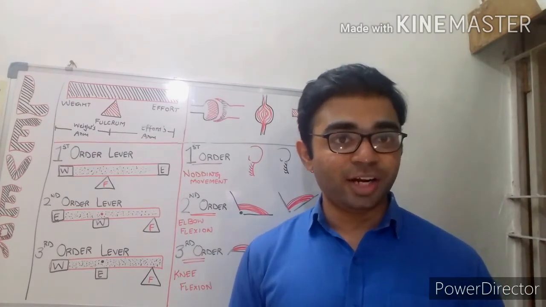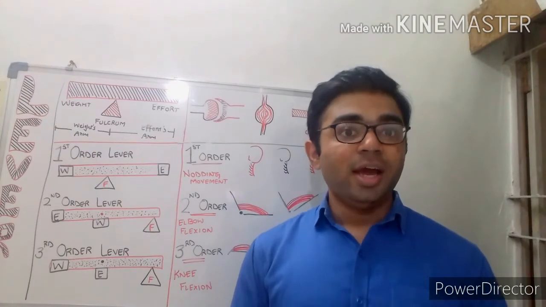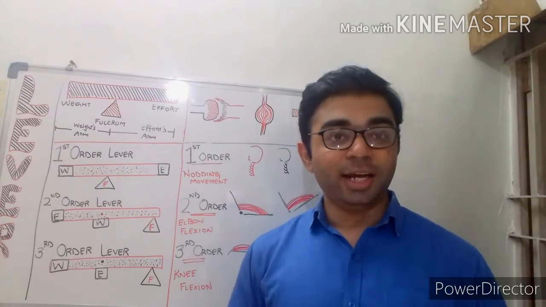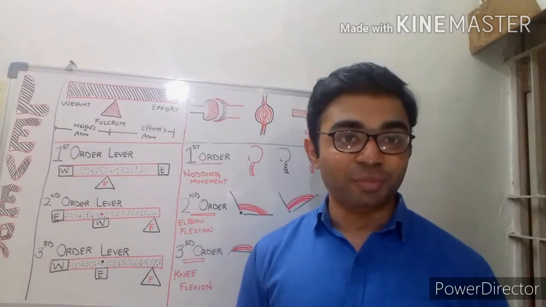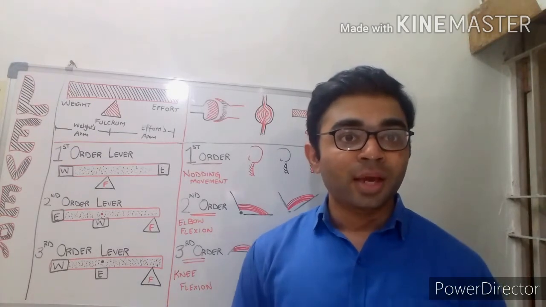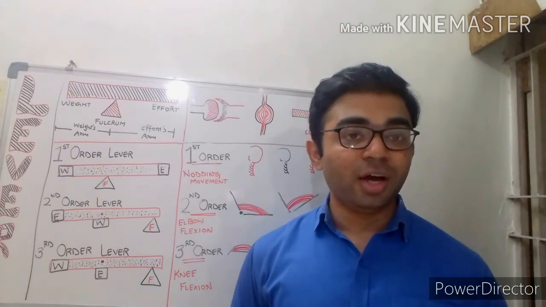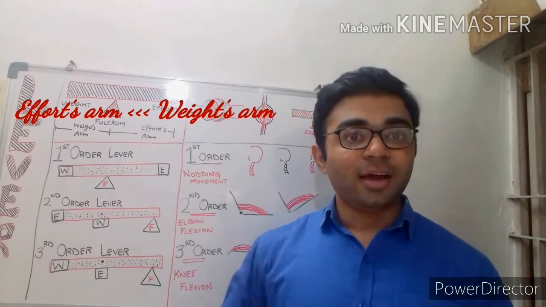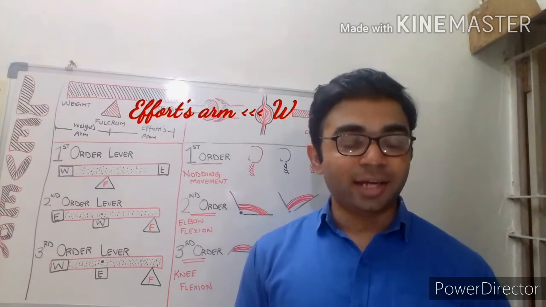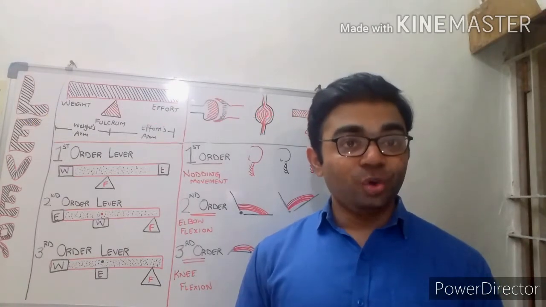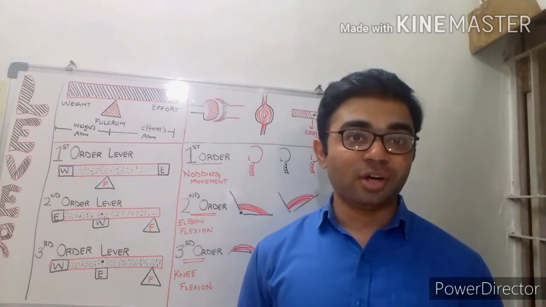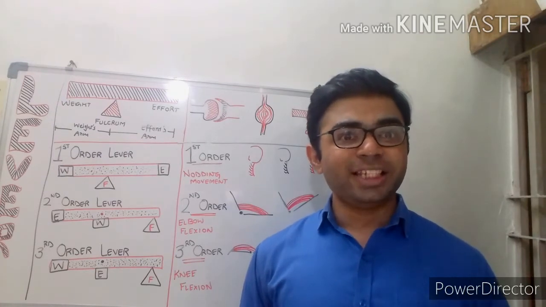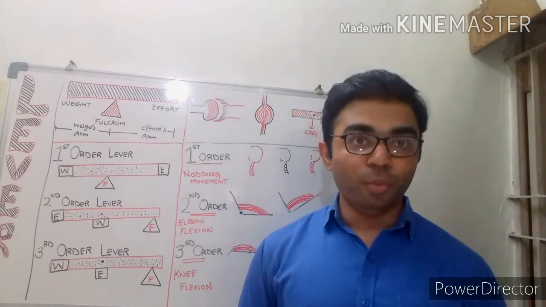For the third order lever, exactly the opposite occurs. The fulcrum lies at one end of a rigid bar, that is fixed, but here the effort lies in the middle and the weight lies on the other end of the rigid bar, as you can see in this diagram. Here, if we apply the concept of effort arm and weight arm, then the effort arm will be shorter than the weight arm, which means that in the third order lever, to accomplish our goal, we need to give the maximum effort to gain the movement.